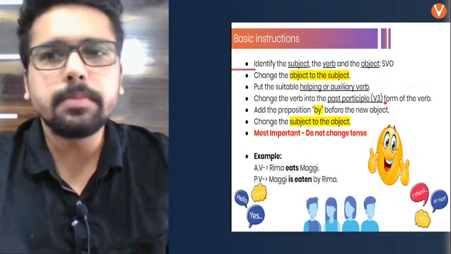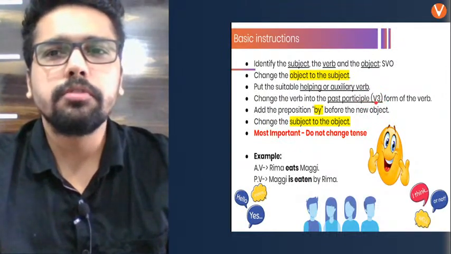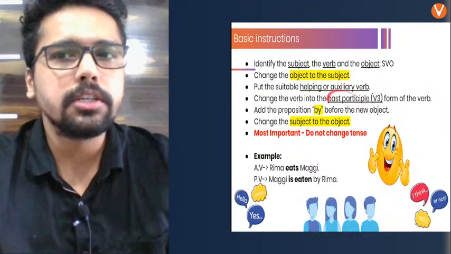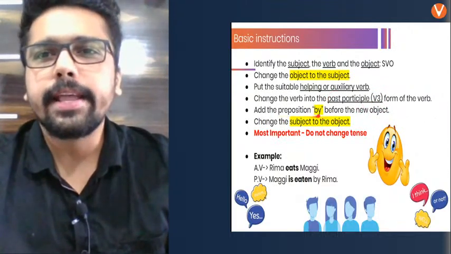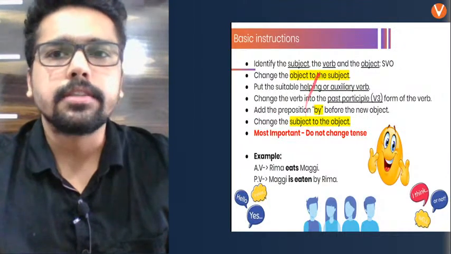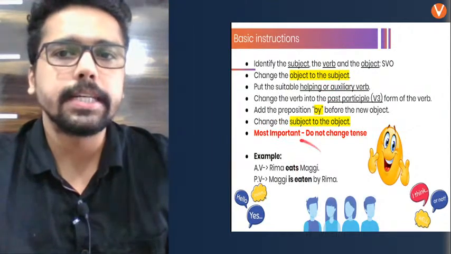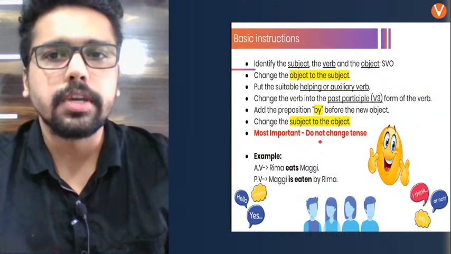Now look at this one. Past participle also is okay. We can manage this. We know what the past participle form verbs are. In case you don't, I'll show you the table right now. And then of course we use the preposition by, and we have anyway swapped the subject and object. So the subject becomes the object. And the most important thing is we do not change the tense.